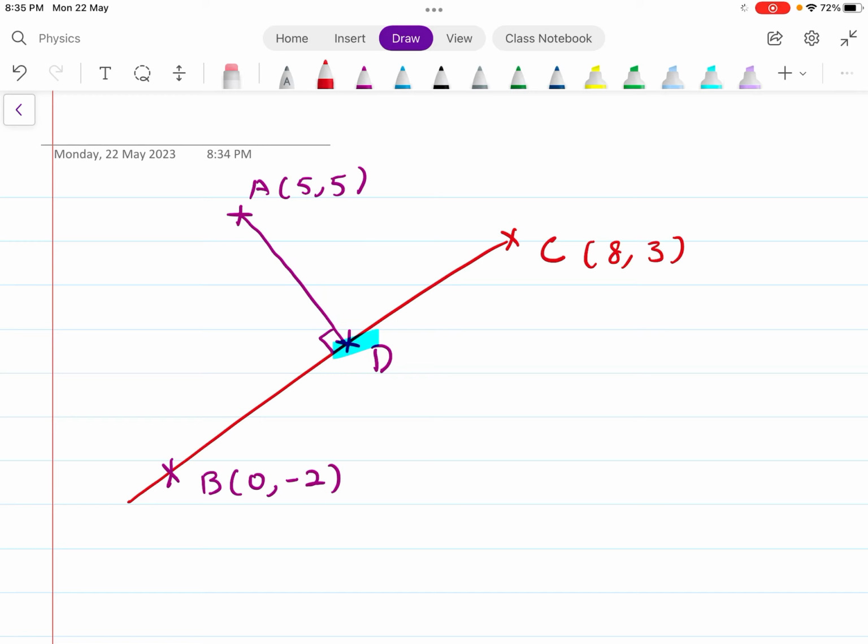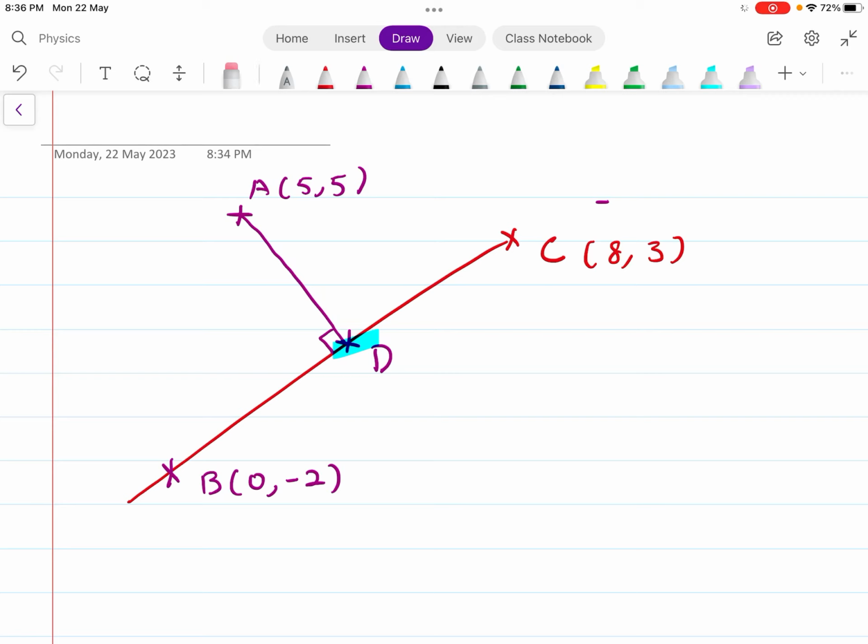Okay, so first we need to understand that for perpendicular lines, there is a relationship, right? For example, if this red color line has a gradient of 2, the purple color line has a gradient where you flip it and change the sign, meaning that this is positive, this will be negative. That is the relationship between the two perpendicular lines. Okay, so with regards to that, let's solve this.